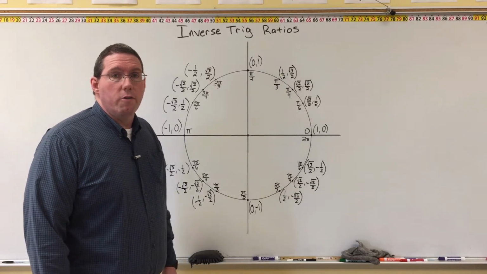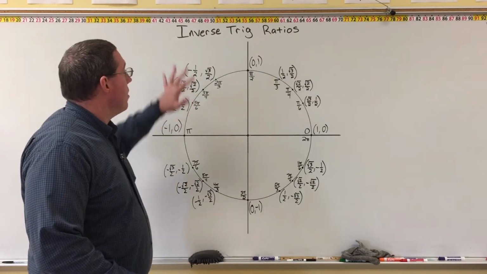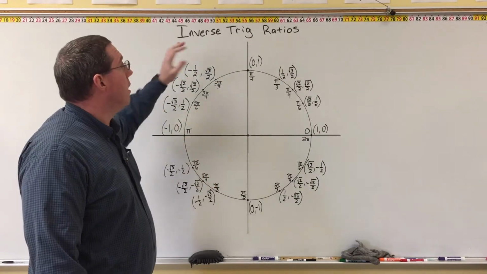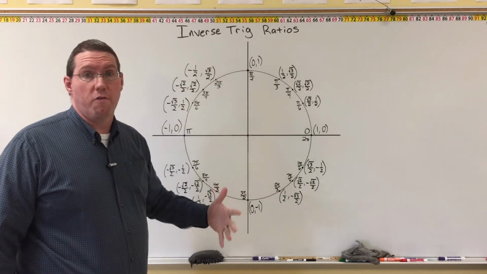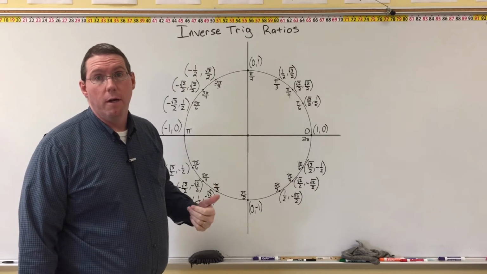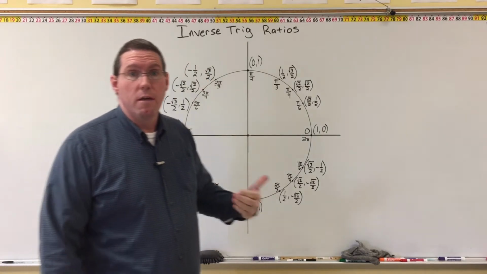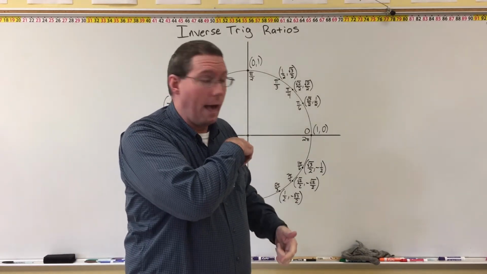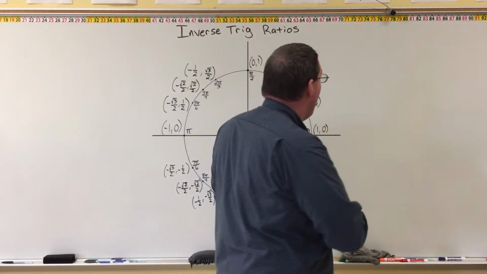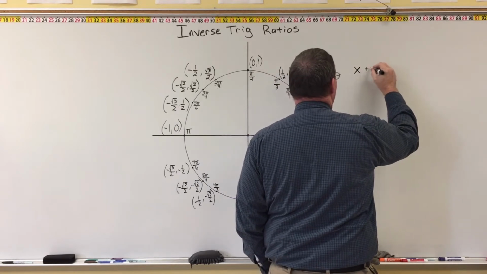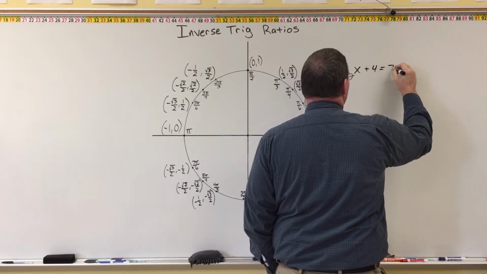Okay, so what we're going to talk about in this next lesson is inverse trig ratios. Now the idea of inverse, you've dealt with this for a long time in algebra. An inverse is basically something that cancels out something else when you're doing algebra. For example, let's say that you were solving the equation x plus 4 is equal to 7, right?